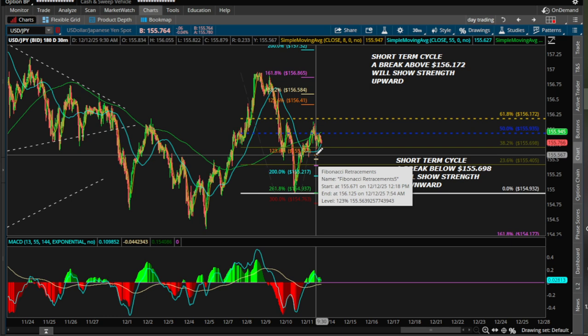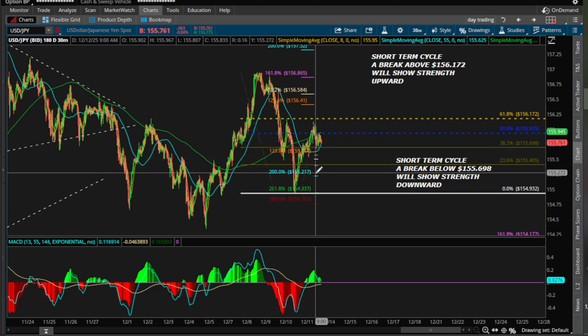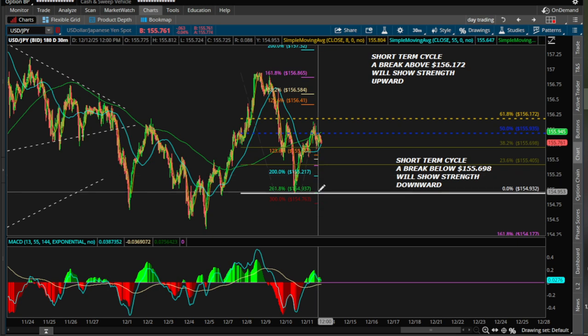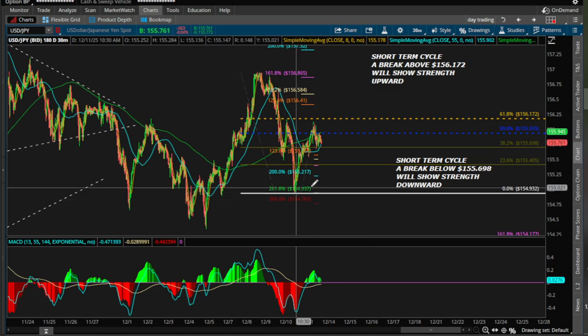Then the next one is 155.498. The next one will be 155.4. And then the next one is 155.217. And the one after that is 154.937. I'm going to halt on that downside target there because that might be a double bottom.